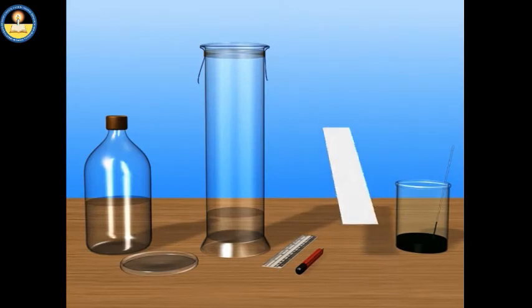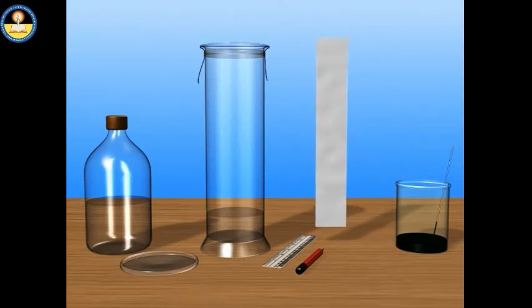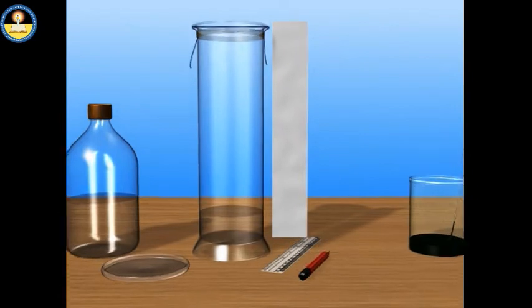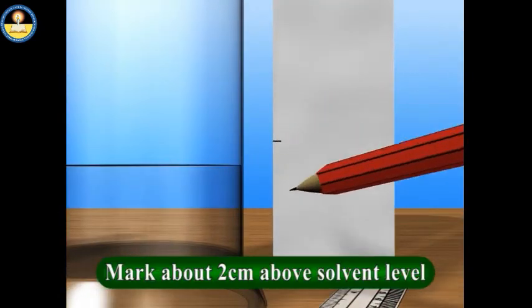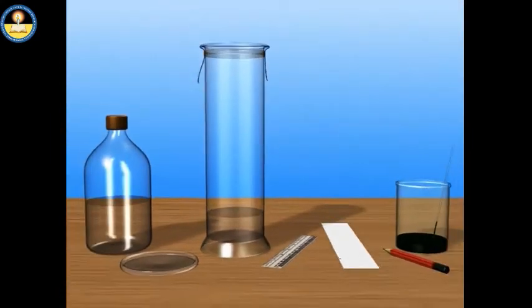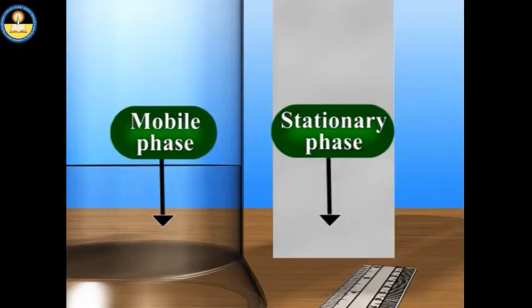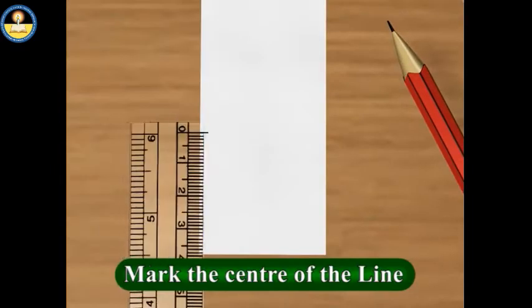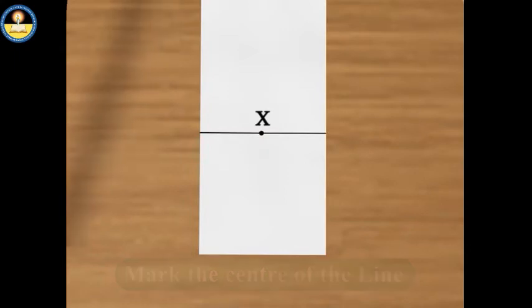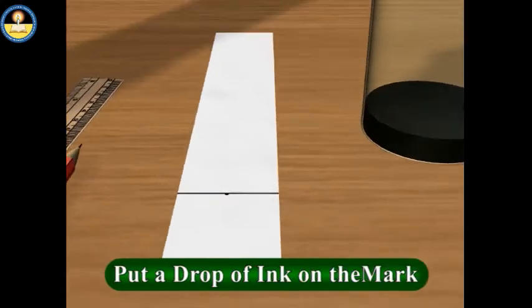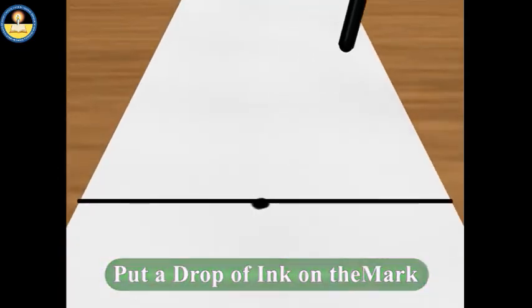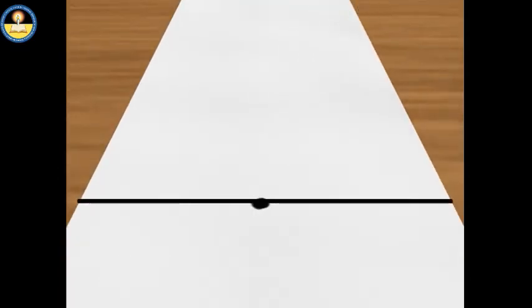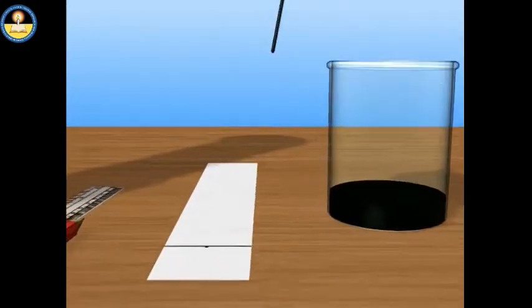Take a thin long strip of Whatman filter paper and draw a line on it using a pencil, approximately 2 cm above the bottom of the filter paper. The liquid is the mobile phase and paper is the stationary phase. Mark X at the center of the line. Next, put a small drop of water soluble ink, that is, from a sketch pen or fountain pen, at the center of the line. Let it dry.